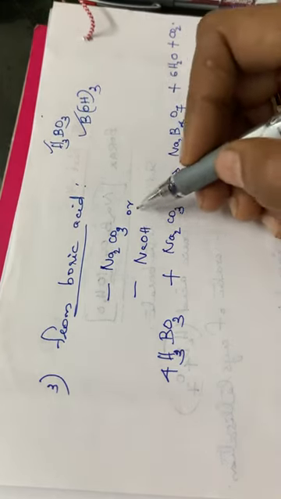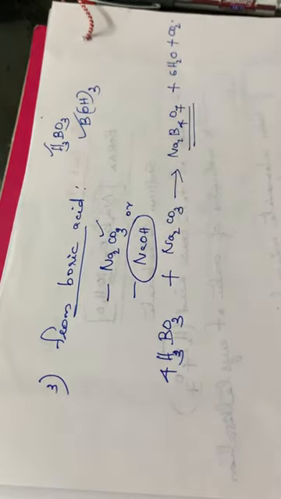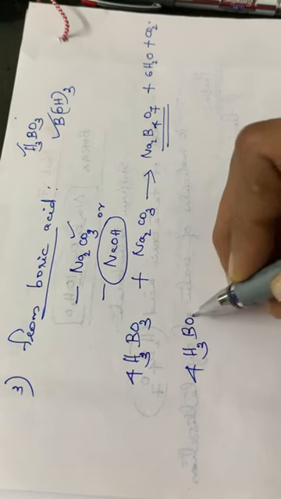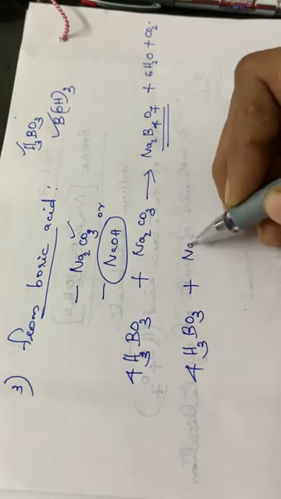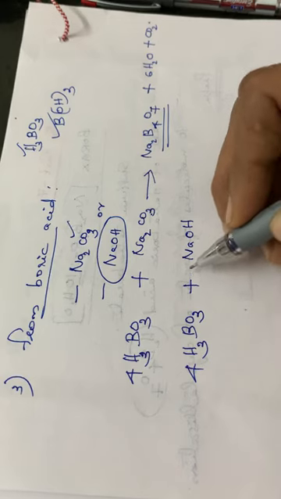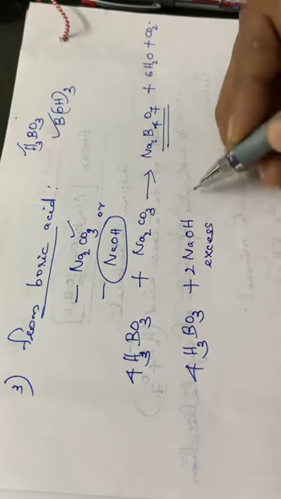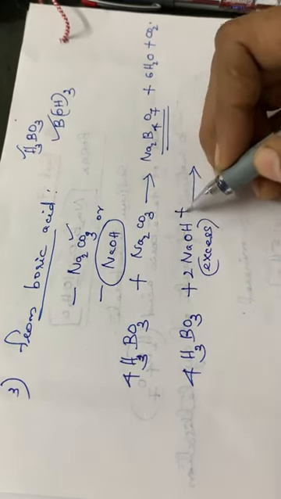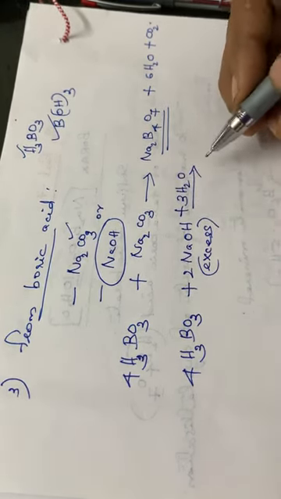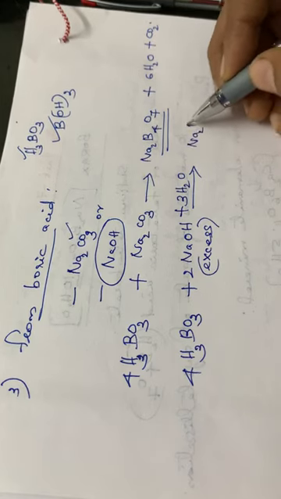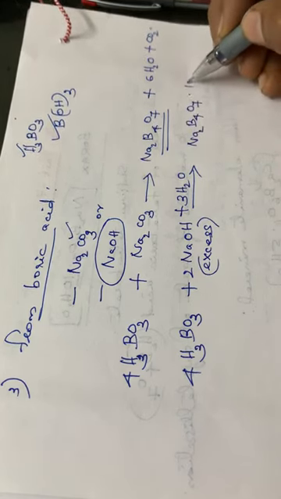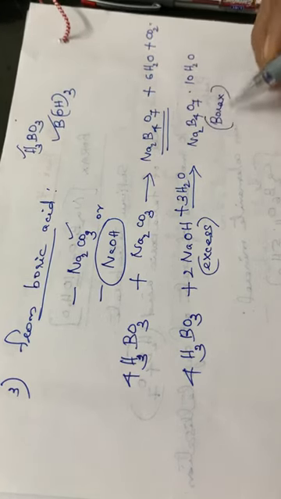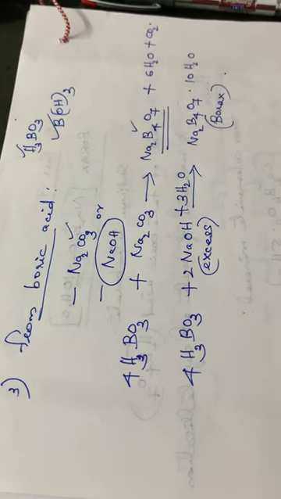Then the next one: either you can use sodium carbonate or sodium hydroxide, isn't it? So the next equation is by using sodium hydroxide. Sodium hydroxide is a very strong alkali, and here it is used in excess, plus 3 molecules of water, giving Na2B4O7.10H2O. So this is borax. Here the water of crystallization is there, whereas in the first it is in the anhydrous form.